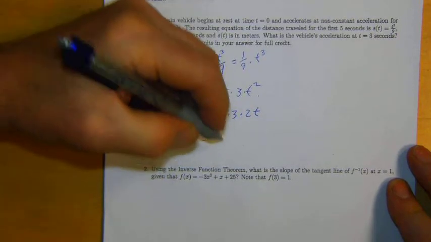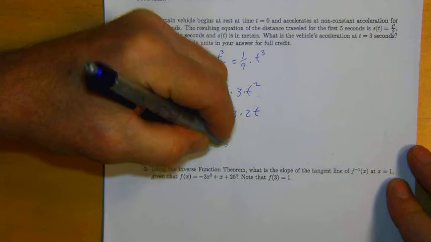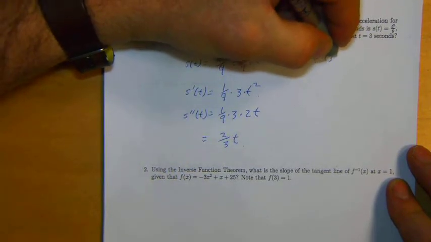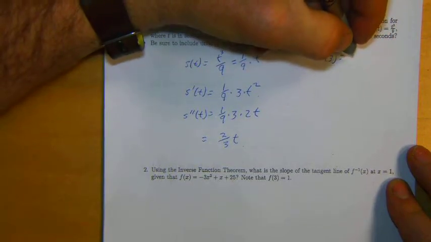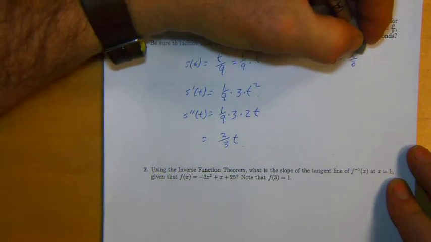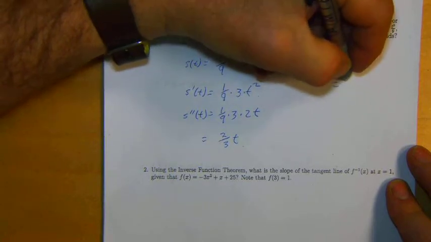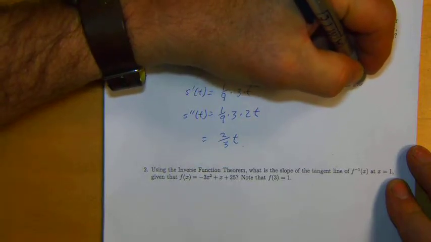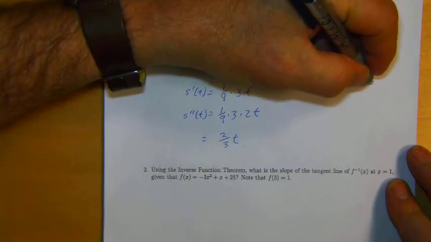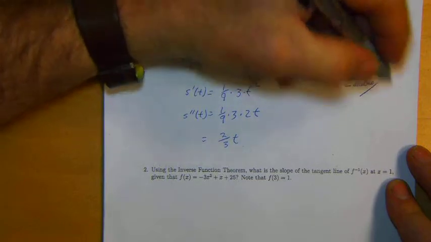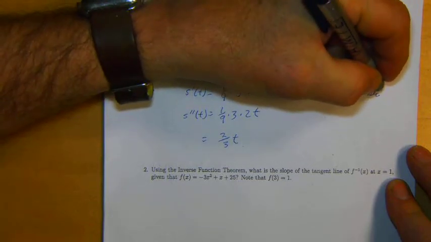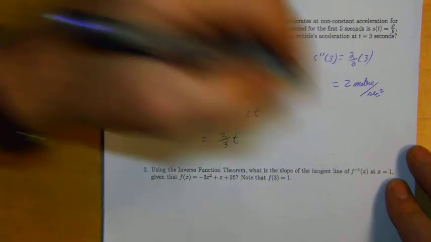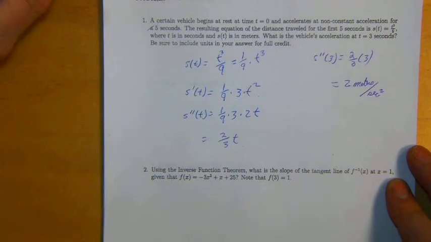So that's the same as 2/3 t. S double prime at t equal to 3 is equal to 2/3 times 3, which is 2. And the distance is in meters, right? And velocity is meters per second. Acceleration is meters per second per second. And so you put meters per second squared, or m over s squared.